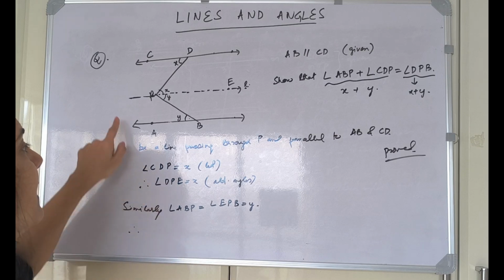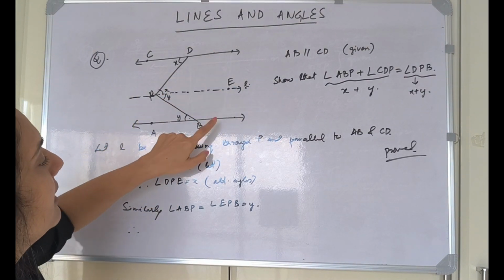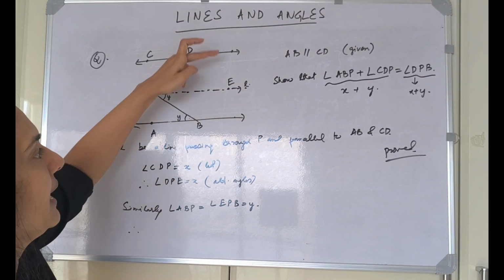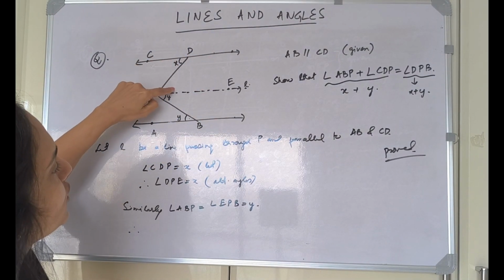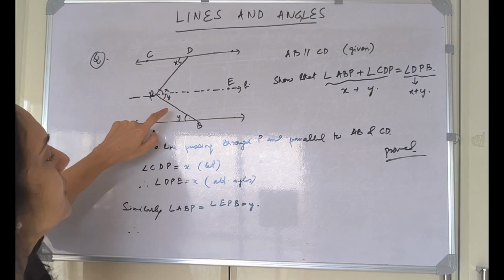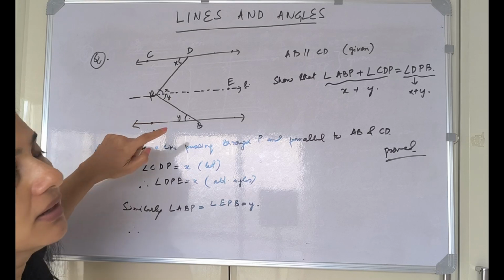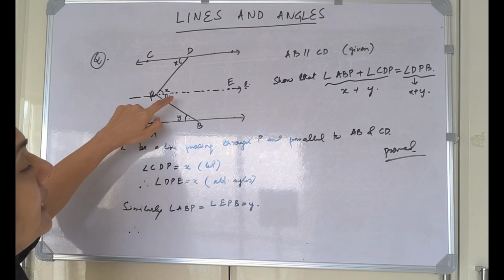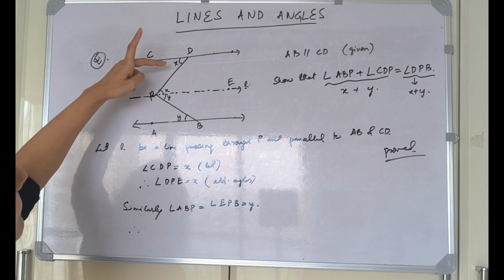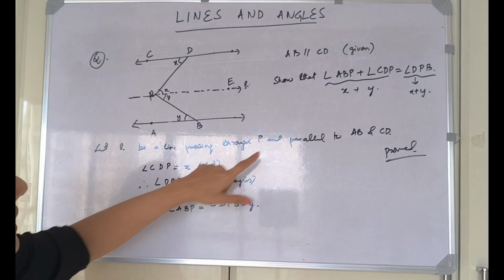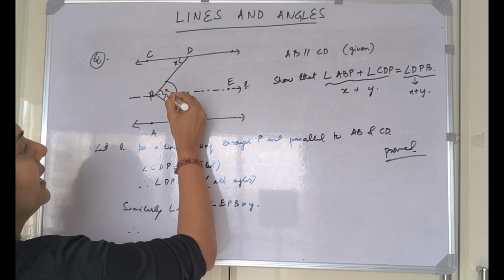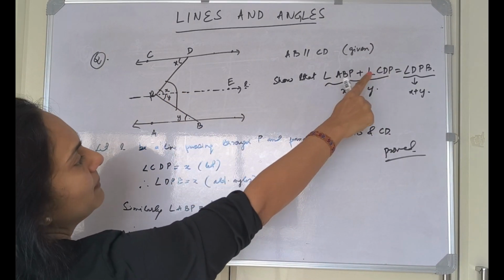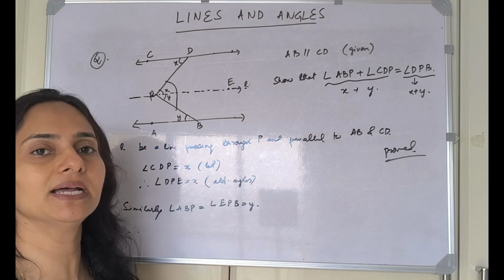So basically what we did here: we drew a parallel line, parallel to this and also parallel to this, both lines are parallel. So any line that we draw will be parallel to both. If this is X, this has to be X because they are parallel lines, so alternate angles are equal. And we took this as Y, so this is also Y because of the same logic, these two are interior alternate angles, they will be equal. Now just add them: this plus this is X plus Y, and this whole angle together is X plus Y. So we have proved ABP plus CDP is equal to angle DPB, that is X plus Y.